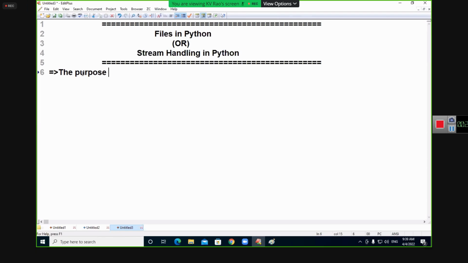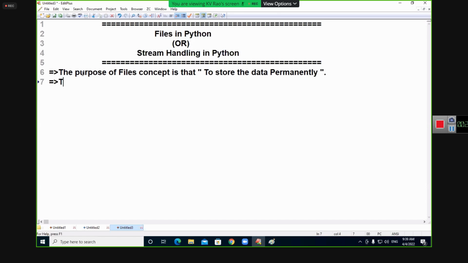In giving user-friendly error messages when somebody does the wrong things. Right. The purpose of the files concept is to store the data permanently in the form of files. That's it. To store the data permanently.